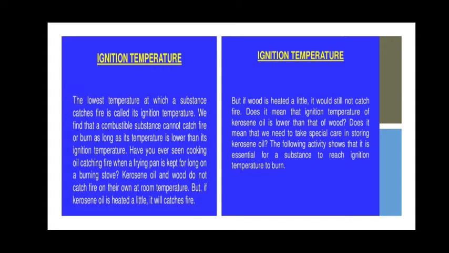Kerosene oil and wood do not catch fire on their own at room temperature, but if the same kerosene oil is heated a little, it catches fire. In the same way, if the wood is heated a little, it still would not catch fire. Does it mean that the ignition temperature of kerosene oil is lower than that of wood? Yes. So kerosene oil's ignition temperature is very low compared to that of wood. For wood, we have to provide still more heat so that it starts to catch fire.